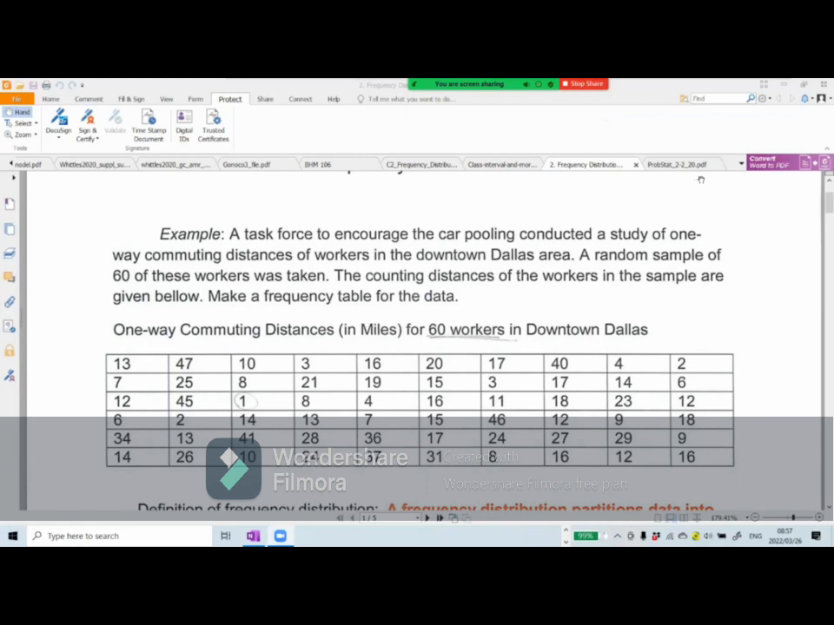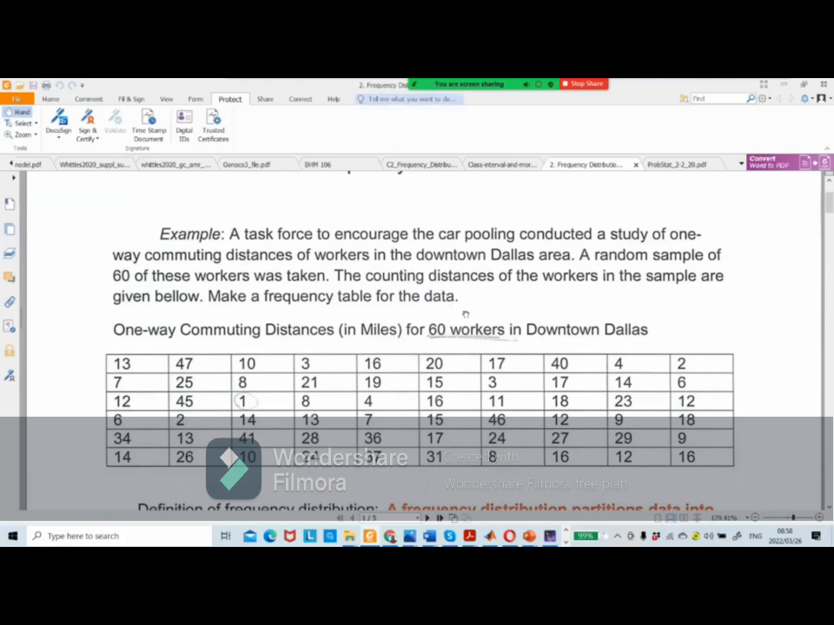Friday is reading. A task force to encourage the carpooling conducted a study of one-way commuting distances of workers in the downtown Dallas area. Full stop. Don't write full stop.